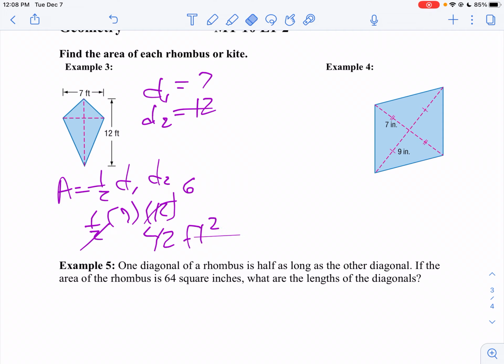Got an extra mark in there. I'll take that off. My T went kind of long on that one.